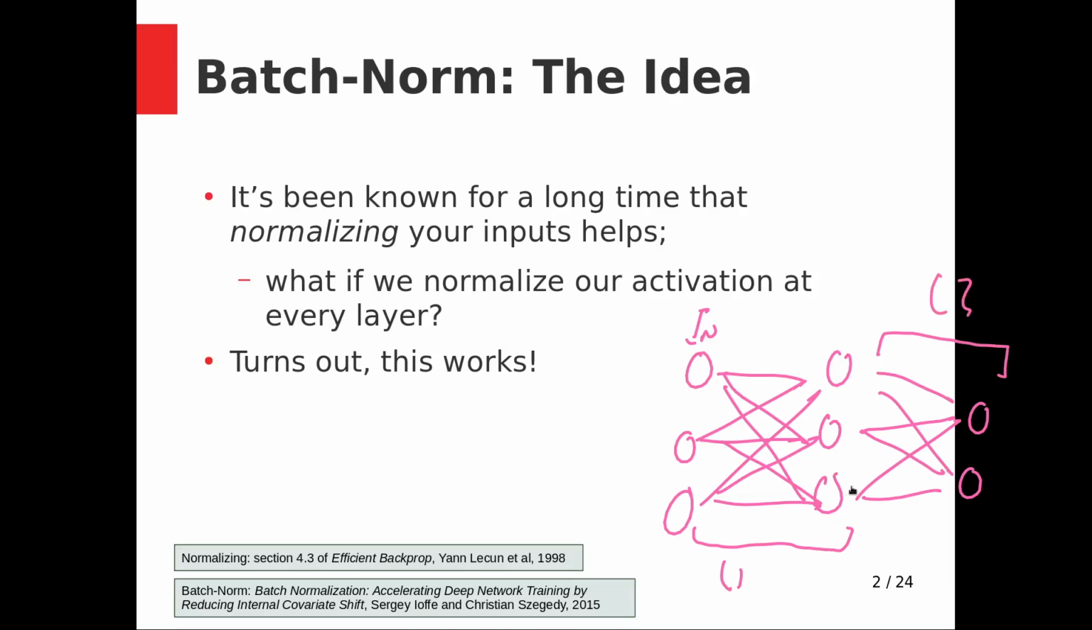So if we think about it like this, we've known for a long time that normalizing our inputs, right, as they go into the network, improves training. Could we normalize the output of layer 1 as it goes into layer 2, and would that speed up training? The answer turns out to be yes.